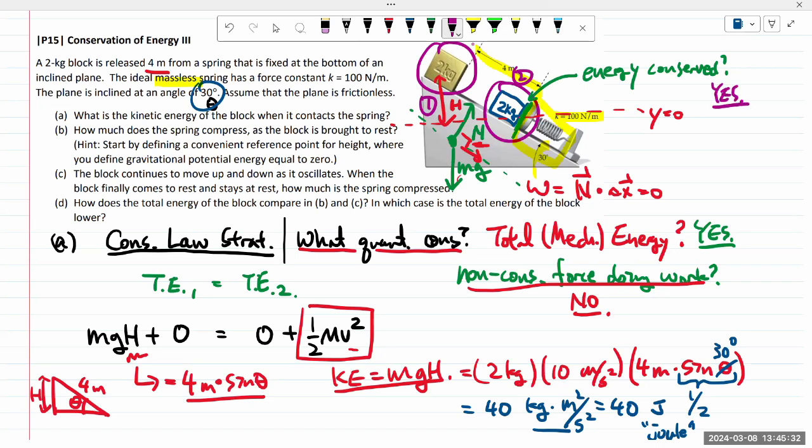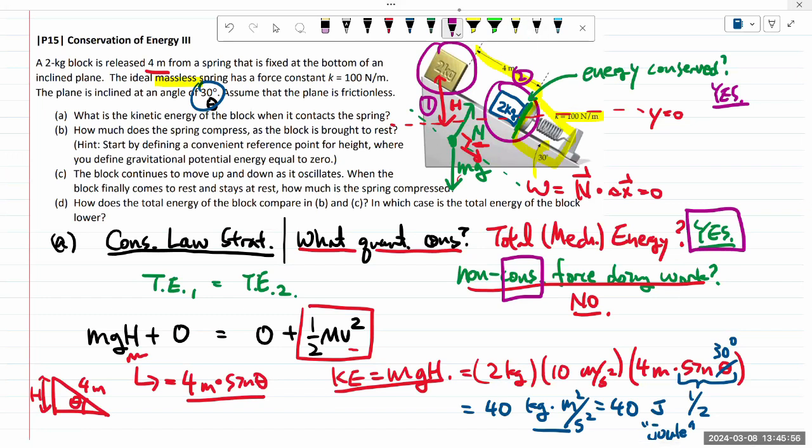And once the block is in touch with the piston and they are moving together, then as the spring compresses, it slows down. Spring is a conservative force, which means there are still no non-conservative forces doing work. So everything that we said before about total mechanical energy being conserved is still correct.